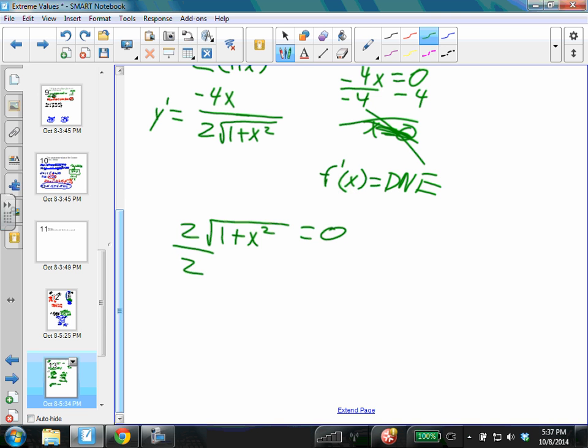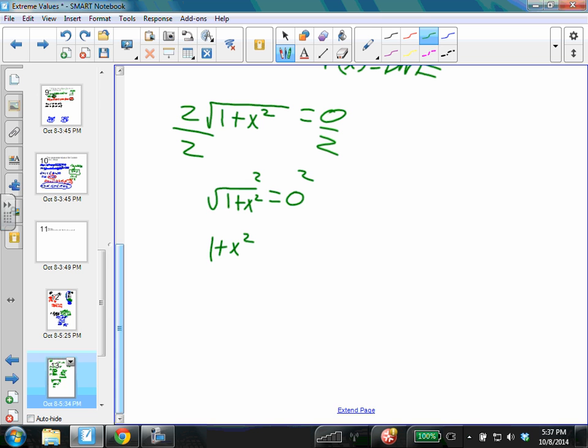So divide by 2 on both sides, and the square root of 1 plus x squared equals 0. Square both sides, and 1 plus x squared equals 0. That's not uncommon, by the way, to get some things where you keep getting 0 on the other side. It's actually really nice. Every time you divide by 2 and you still get the 0. You square it and you still get the 0. It's pretty nice. So now you subtract 1 from both sides. So x squared is equal to negative 1.